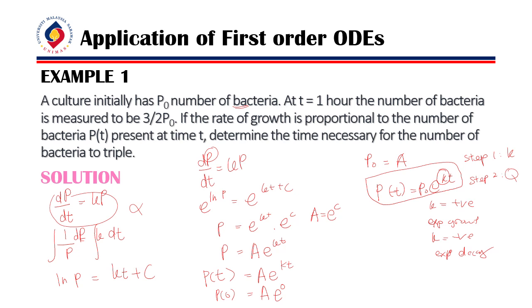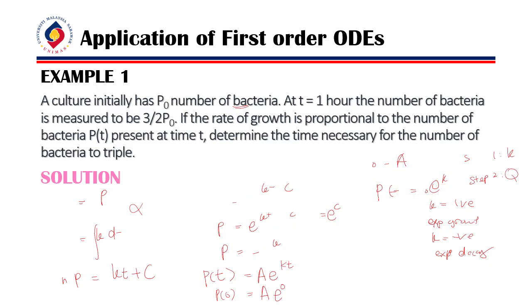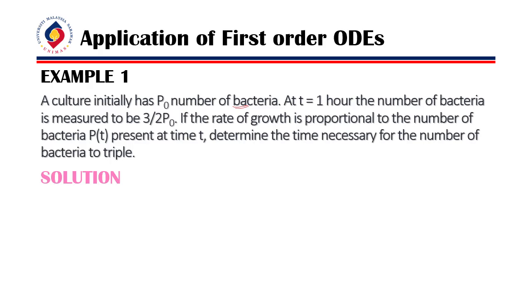Okay. Can we go to this example to make it clearer for you, so that we can proceed? Before we proceed, I have to erase all of this first. All right. We go to example 1 here. So a culture initially has P naught. A culture here means the bacteria. We culture the bacteria, right? Usually we culture the bacteria.